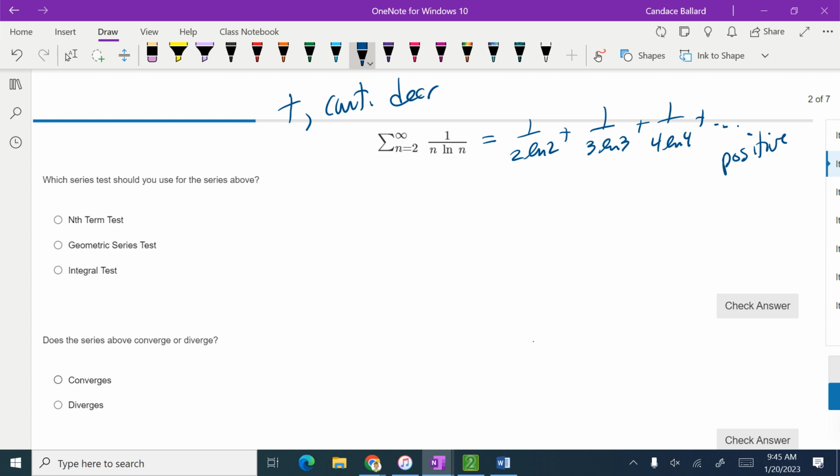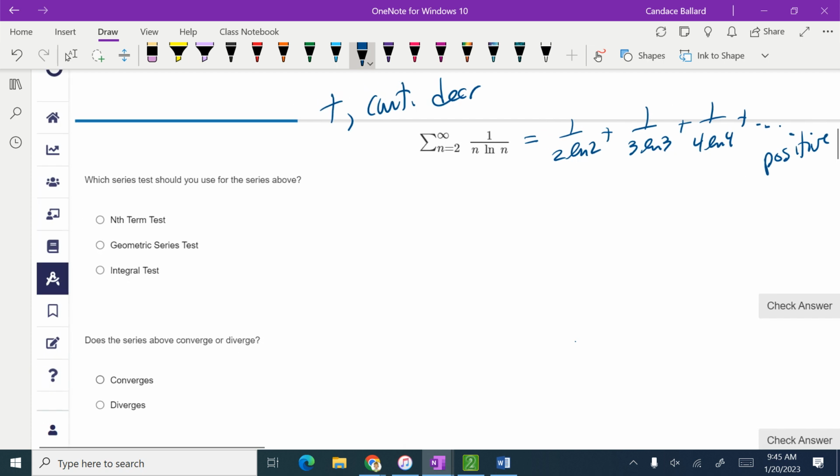All right, continuous. It's continuous as long as our denominator is not equal to what number? 0. Okay, so I'm going to take my denominator and set it equal to 0. That looks like zero product property to me, right? So I would split that up into n equals 0 and natural log of n equals 0. I know n equals 0 is okay because the interval's from 2 to infinity, so we don't have to worry about that one.